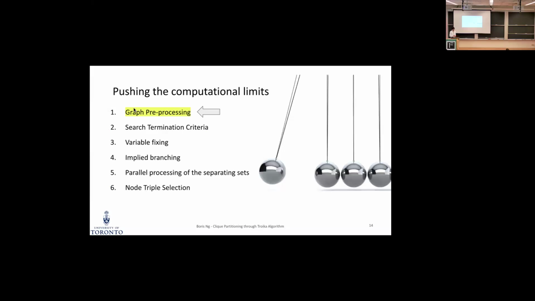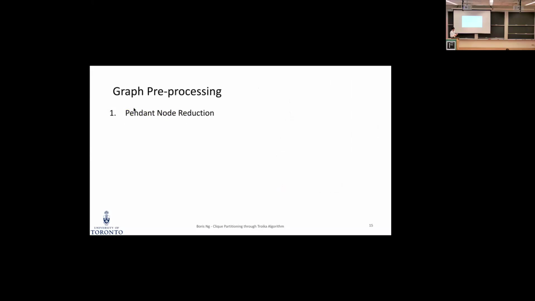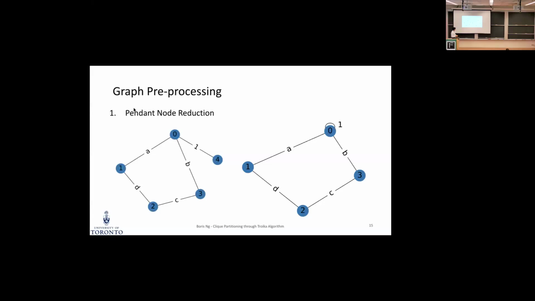So in order to achieve greater efficiency and also scalability, I implemented a few techniques to speed up the algorithm. We'll go more in depth today specifically on graph preprocessing. Troika first reduces the input network by applying a preprocessing step to simplify the graph and reduce the number of variables and constraints. For example, in the graph on the left here, the pendant node 4 is connected to its sole neighbor, node 0. After reduction, node 4 and its edges are replaced by a self-loop at node 0 that has the same weight as the original edge.